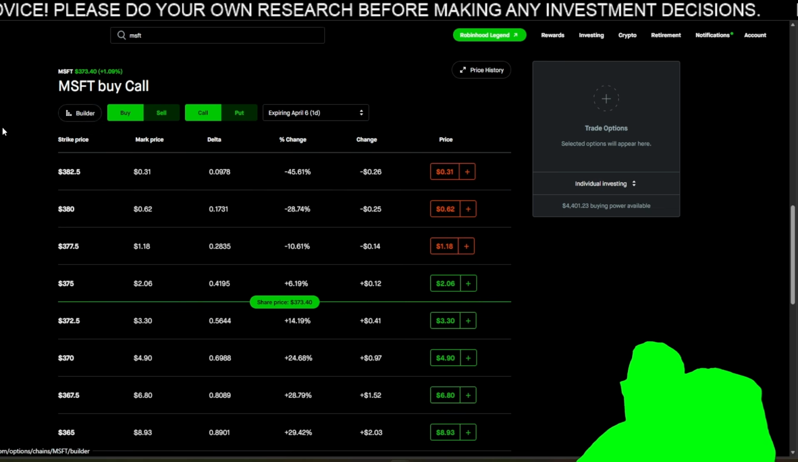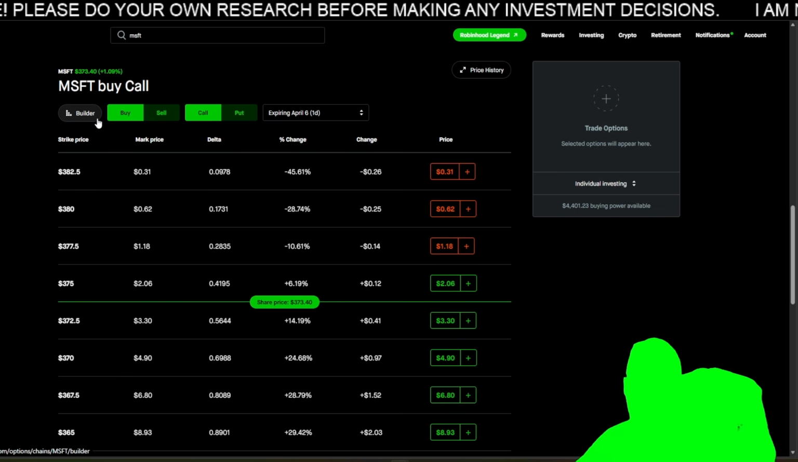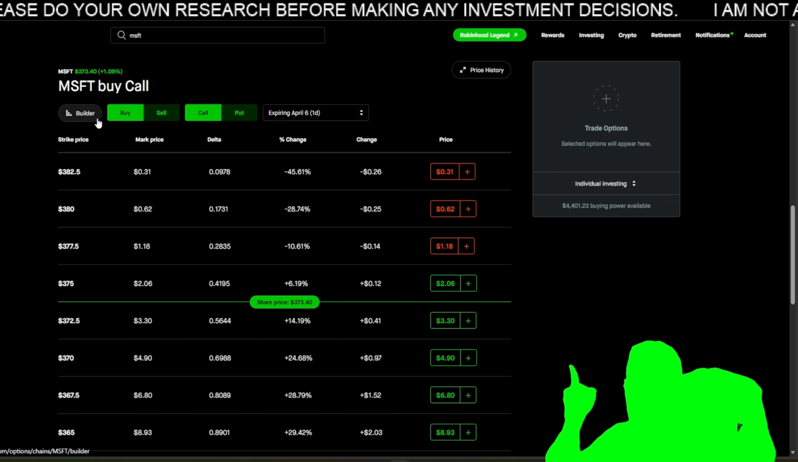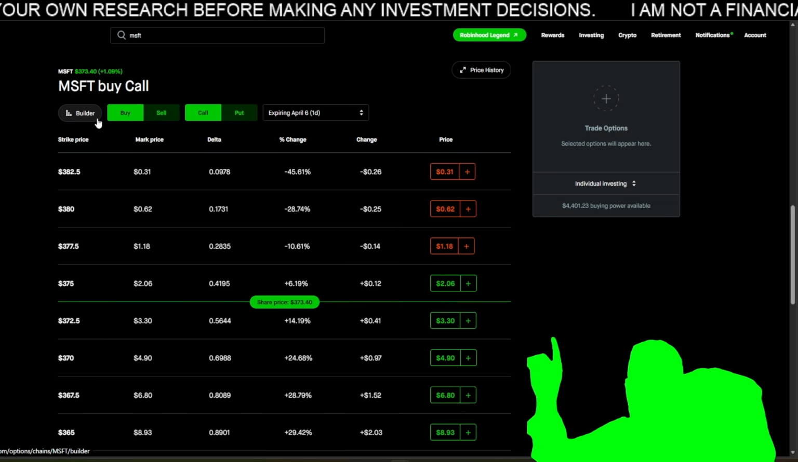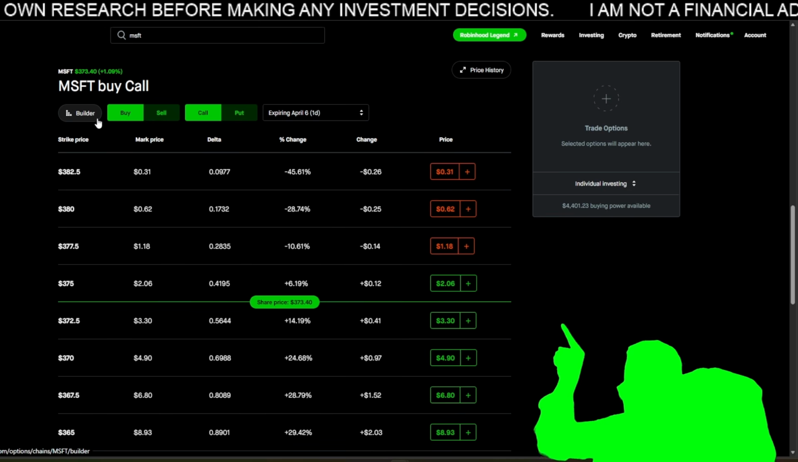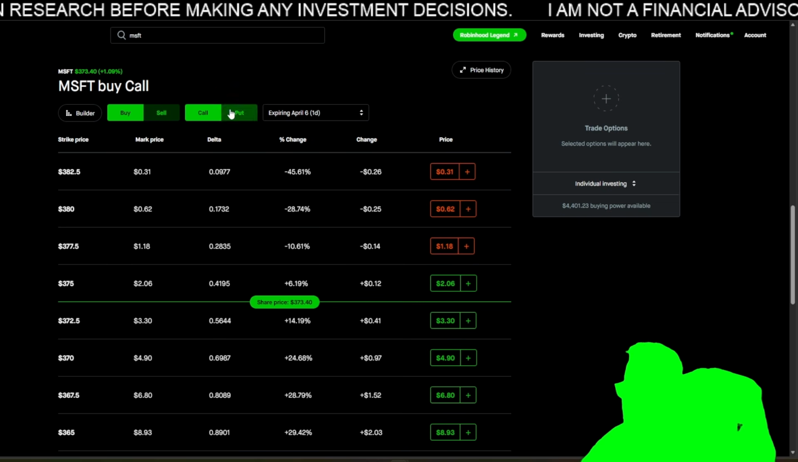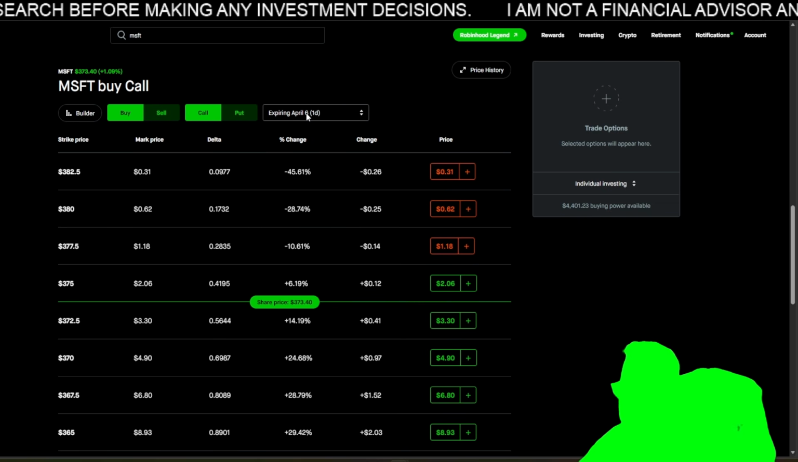So if you wanted to be on Robinhood, for example, they have a builder where you can take a look at how you could build options yourself. If you want to look at some strategies there, that's over there as well. What you have to become familiar with is this top part over here. You have buy, sell, call, put, and you have expiring, and you have a date.